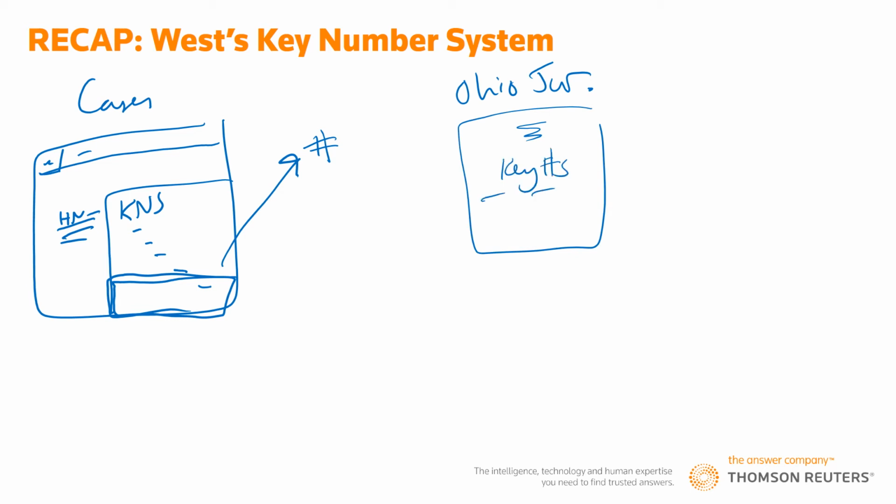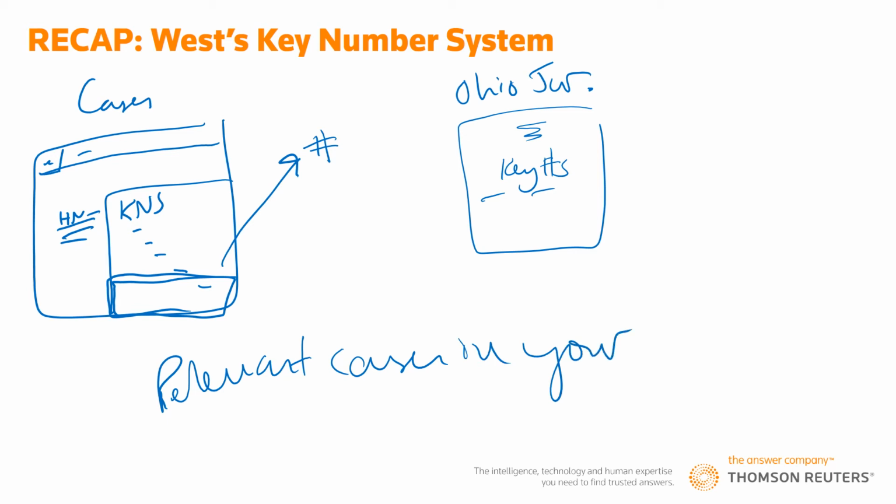And then you'll click on those. But the reason that you click on these key numbers is to find relevant cases in your jurisdiction. And so that jurisdiction part is key because you may need to change your jurisdiction in order to adapt to the needs of your research.